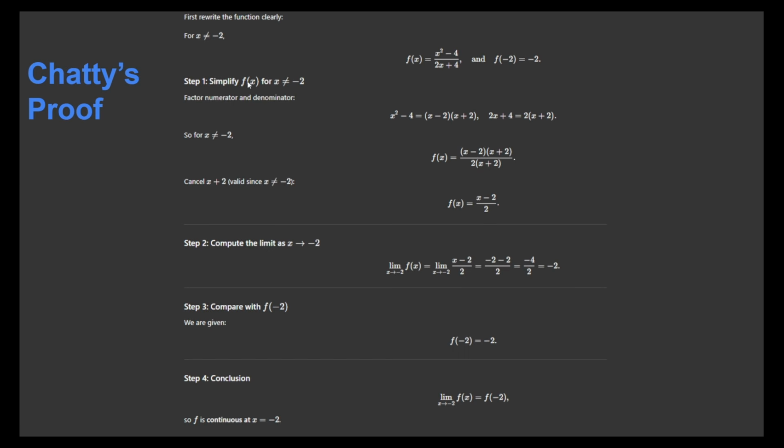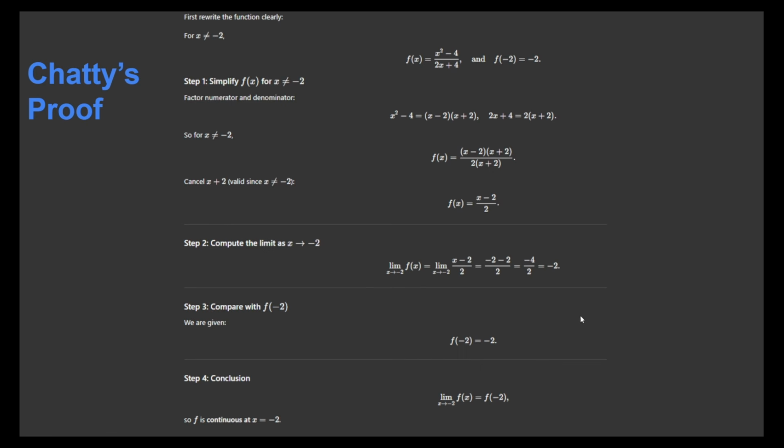His first step was to simplify f of x for x not equal to -2. After he simplifies the function f, he then computes the limit as x goes to -2. Then he compares it with the value of f of -2, and lastly he reaches the conclusion that f is continuous at x equals -2.